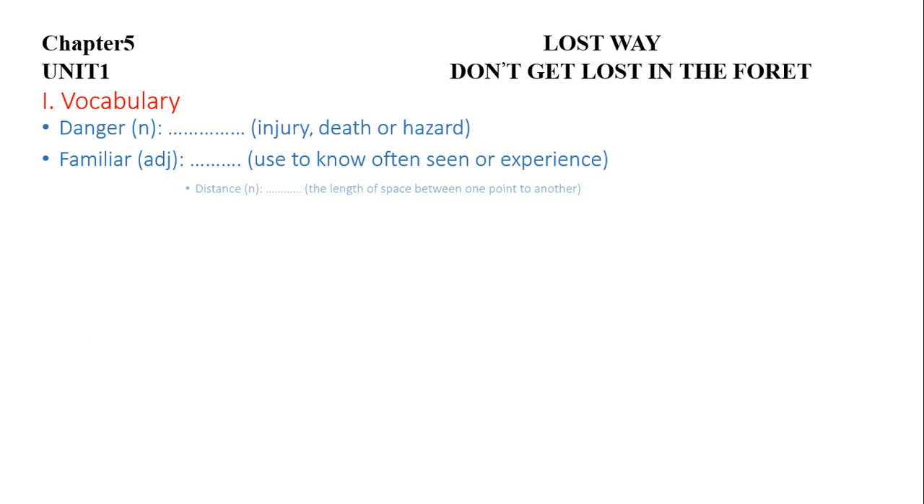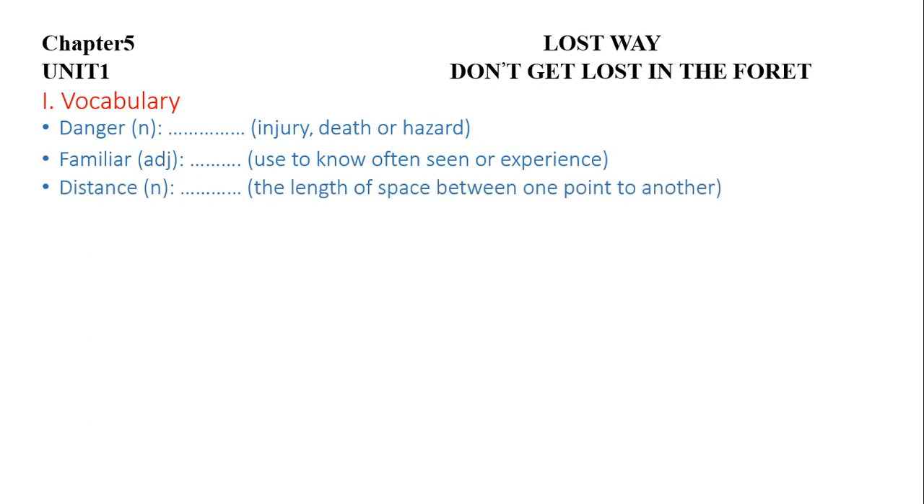We go on to the third word, distant. You pronounce with me. Distant. Distant is part of speech noun. The meaning in English is the range of space between one point to another. So distant, what does it mean in Khmer? Distant means in Khmer distance. You pronounce distant.